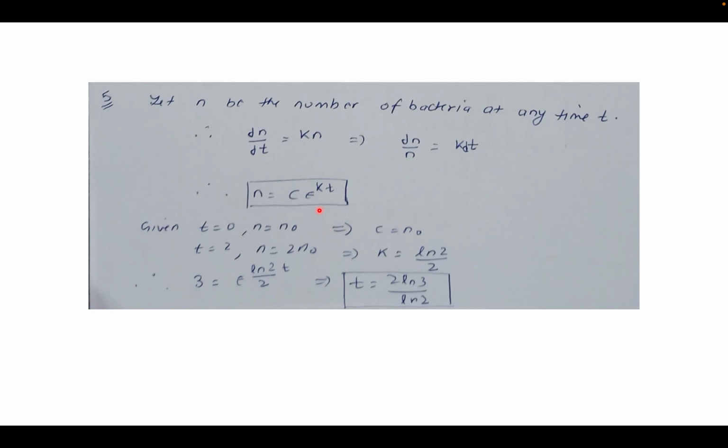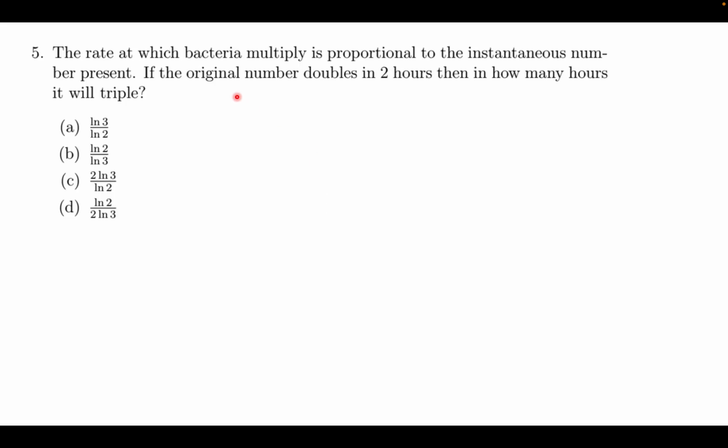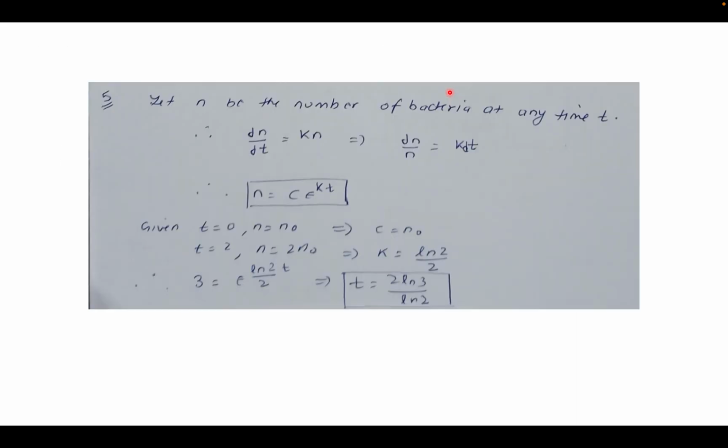Now, the problem says that the original number doubles in 2 hours. So at t equal to 2 hours you have an enhancement in the number of bacteria, and the number gets doubled. So at t equal to 2 hours, your instantaneous number of bacteria will be 2 times N naught, because N naught is the number of bacteria at t equal to 0.